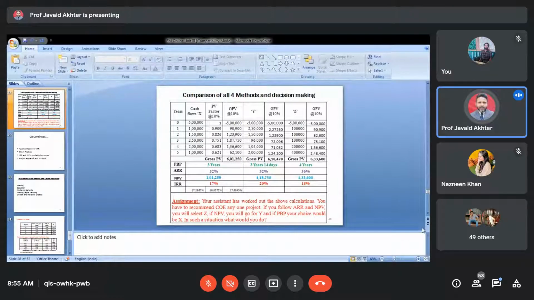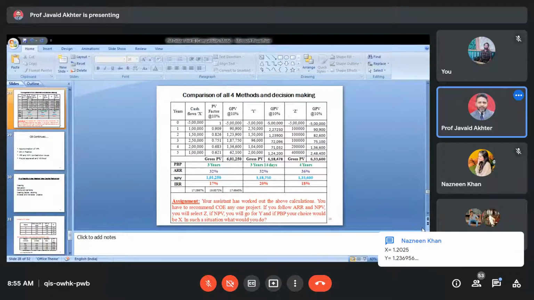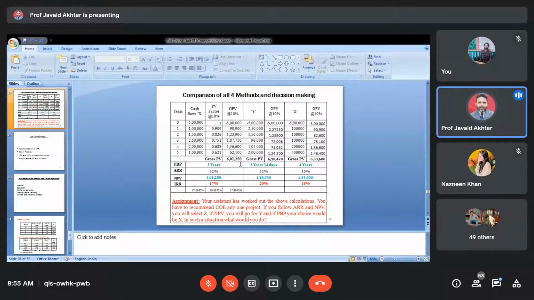If gross present value is to be divided by investment for X, Y, and Z, what will be the answers for X, for Y, and for Z? Let me write here itself. Have you calculated or you are still waiting for my answer?